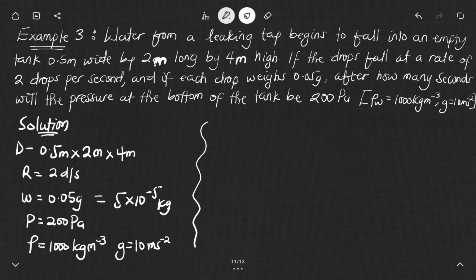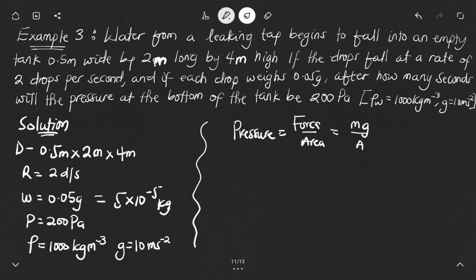So now which other formula do we know for pressure? We also know that pressure is equal to force over area. Now we know that force is mass times gravity, then we repeat our area. From here it means that we can get the total mass of the water at 200 pascal. If we get the total mass of the water at this particular pressure, which is 200 pascal, then we can use that and use the rate of drops to calculate the seconds that we use to get this particular 200 pascal.